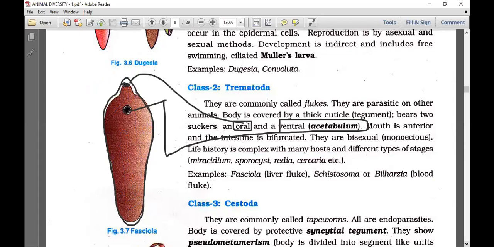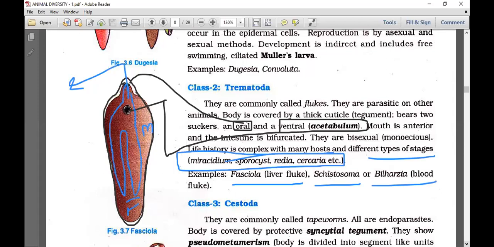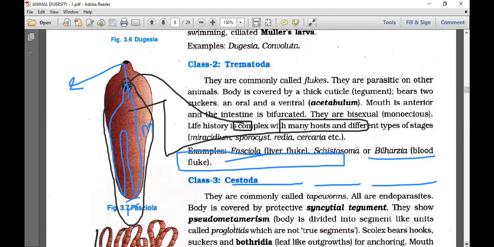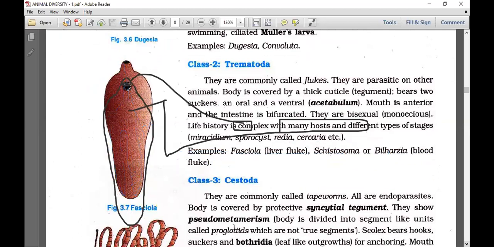Class Cestoda, we have to talk about. Class Cestoda are commonly called tapeworms. Wait, let me erase this. It's not going. Why?